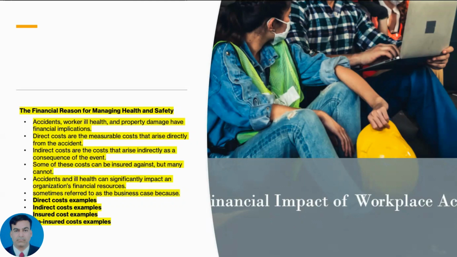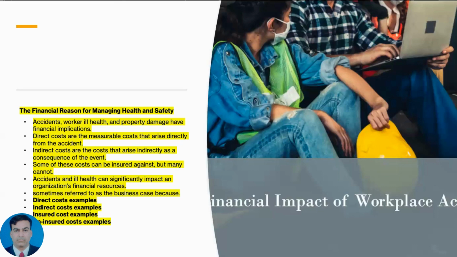Number one, accidents, worker ill health, and property damage have financial implications for organizations. When these incidents occur, there are direct and indirect costs associated with them. Direct costs are the measurable costs that arise directly from the accident, such as medical expenses, worker sick pay, repairs, and replacement of the damaged equipment or building, and lost or damaged products.